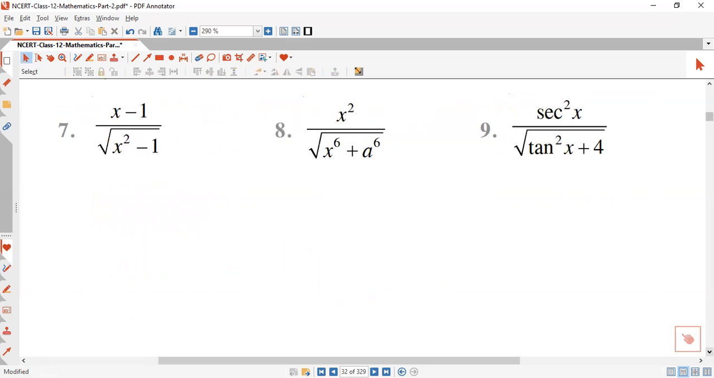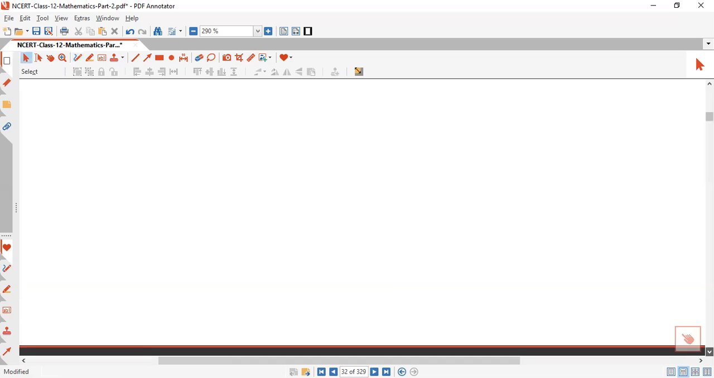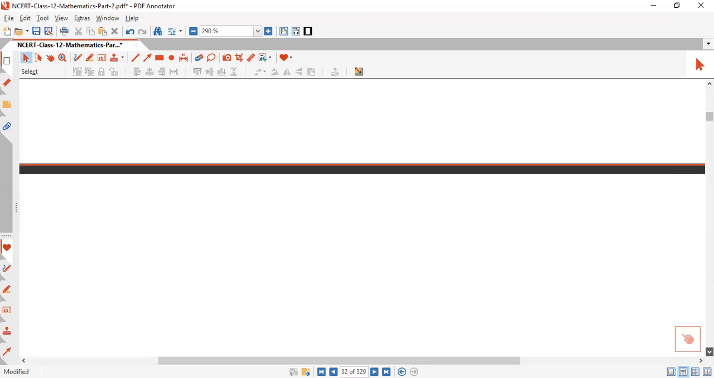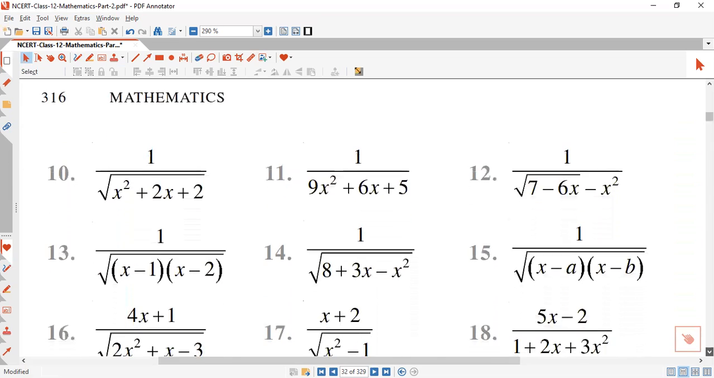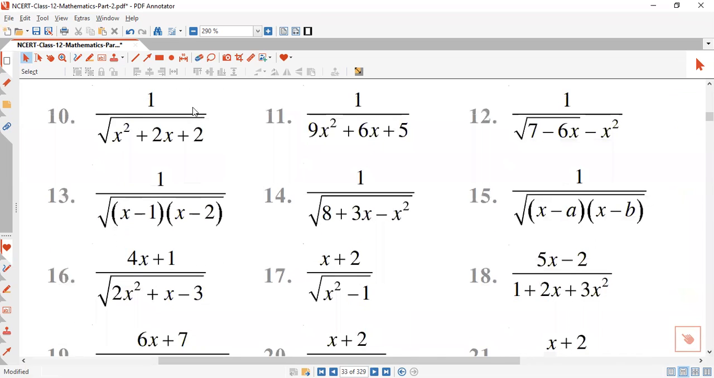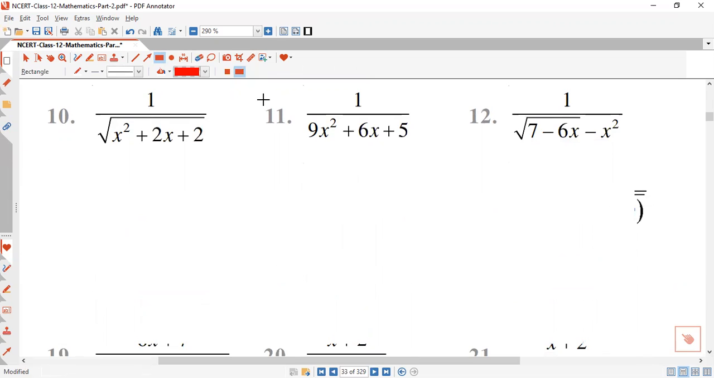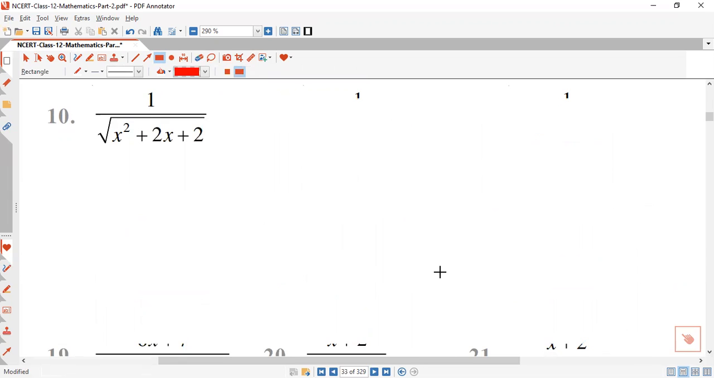Now we will do this question number 10. You see this question number 10, this is a complete quadratic expression inside the denominator, under the sign of square root. Right. So this can be solved, no doubt, easily.